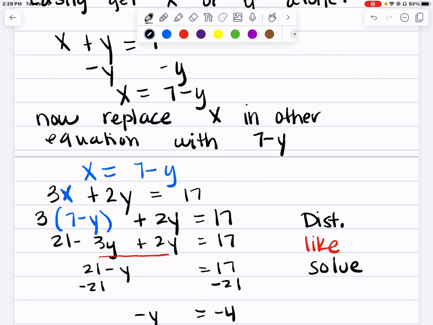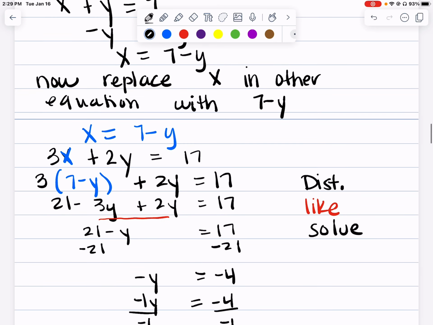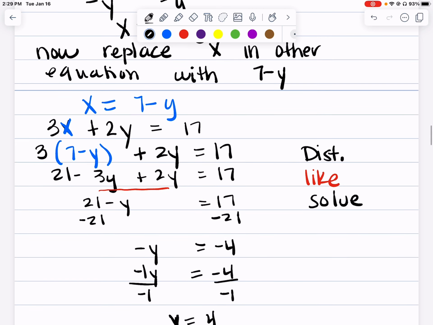Now replace x in the other equation with 7 minus y. X equals 7 minus y. We've got 3x plus 2y equals 17. I can replace x with 7 minus y. Distribute that 3. 3 times 7, 3 times minus y. I've got those like terms, minus 3y plus 2y is minus y.